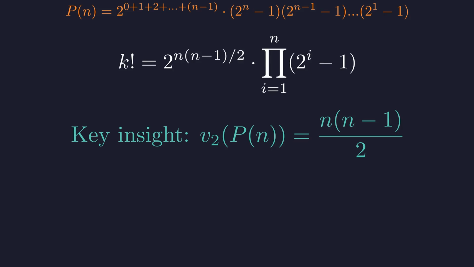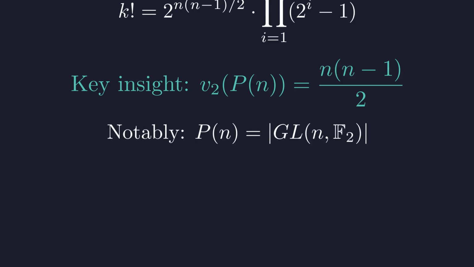Here is a crucial insight. Since any term of the form 2 to the power of i minus 1 is an odd integer, the highest power of 2 that divides P(n), known as the 2-adic valuation, comes entirely from the term we factored out earlier. This valuation is precisely n times the quantity n minus 1, all divided by 2.